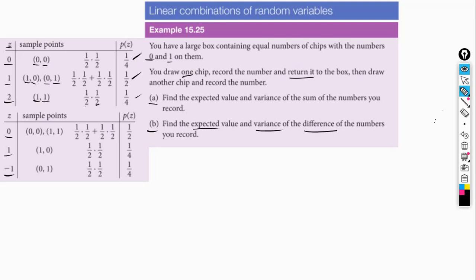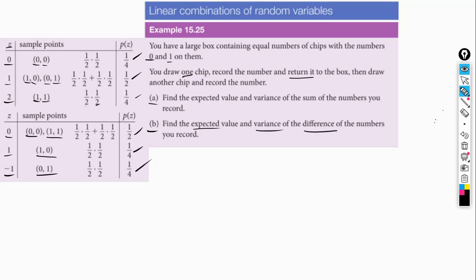Now we have 2 ways of getting 0: 0 minus 0, or 1 minus 1. There's only one way of getting 1, which is 1 minus 0. And there's only one way of getting -1, which would be 0 minus 1. So again, this would be 1/2 of the outcomes. This would be 1/4 of the outcomes. And this also is 1/4 of the outcomes.